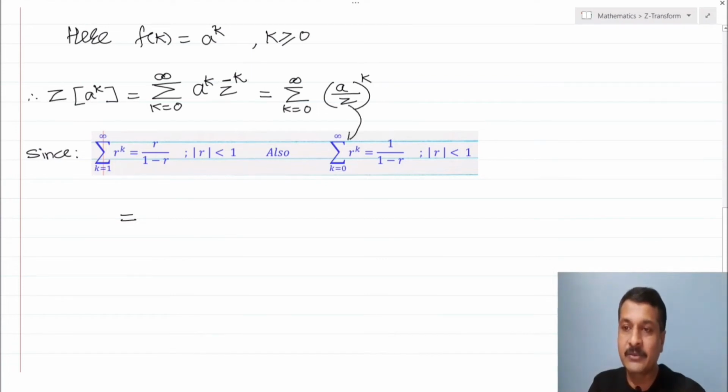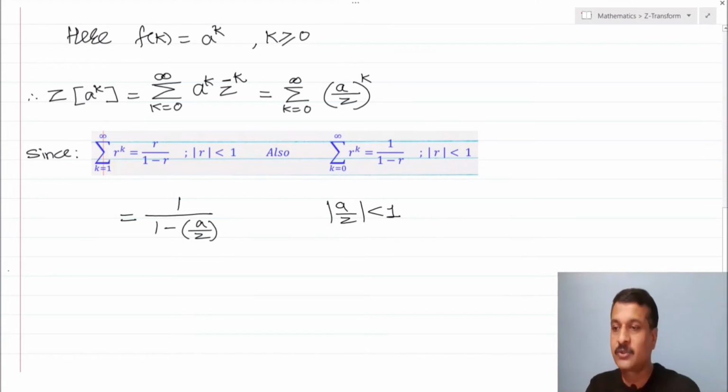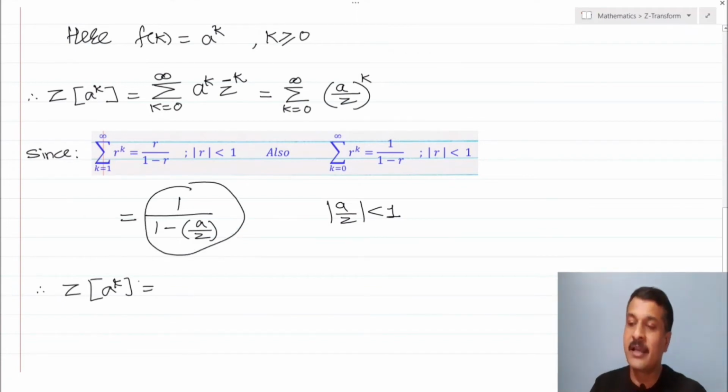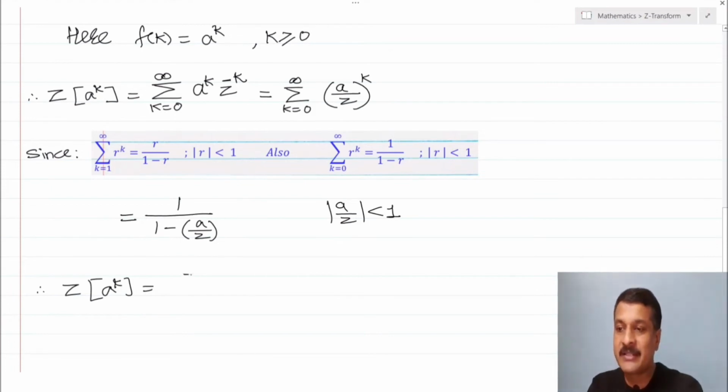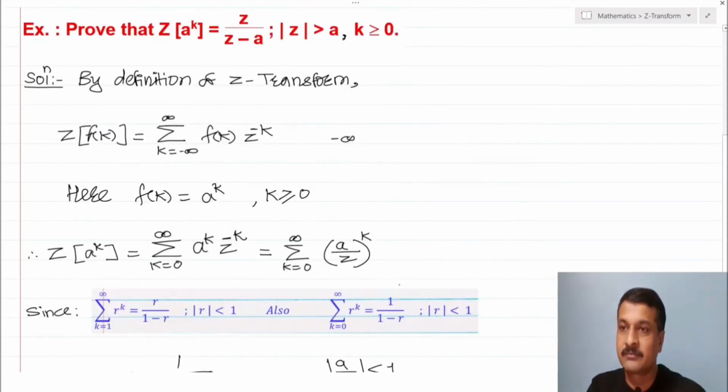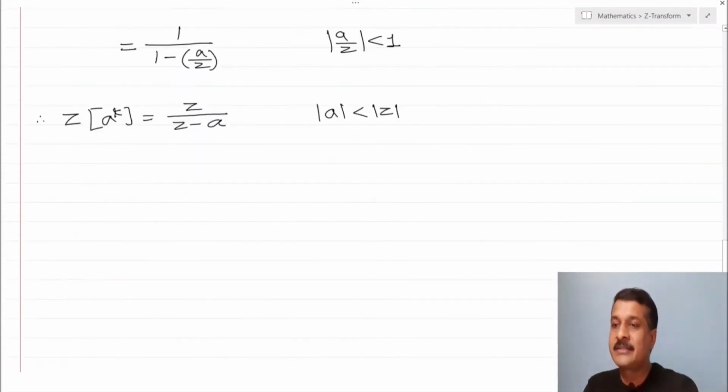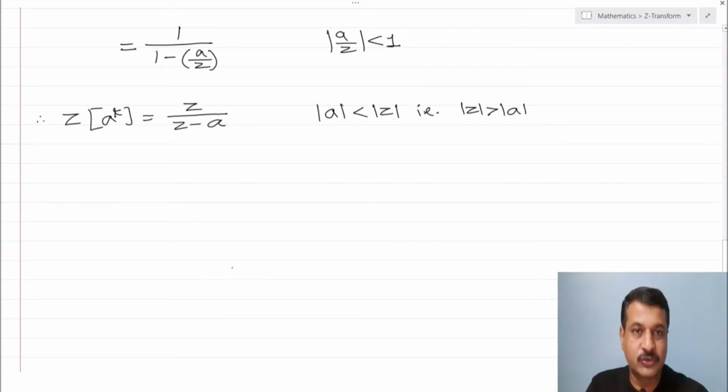That is why, if we compare, what is the value of r? It is a by z. So I am getting 1 upon 1 minus a by z, where r, that is, mod of a by z, is less than 1. Therefore, multiplying numerator and denominator by z, I am getting z upon z minus a, where mod of a is less than mod of z. So mod of z is greater than mod of a, the same thing. I am getting the Z transform of a raised to k equals z upon z minus a, where mod of z is greater than mod of a. If a is positive, there is no need to consider mod a.